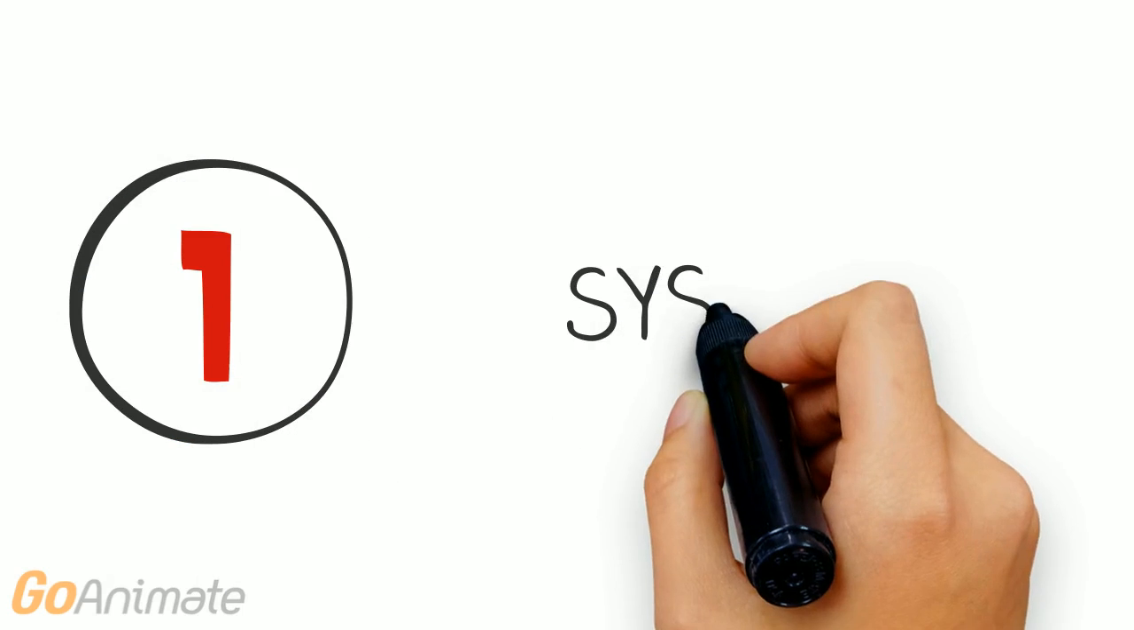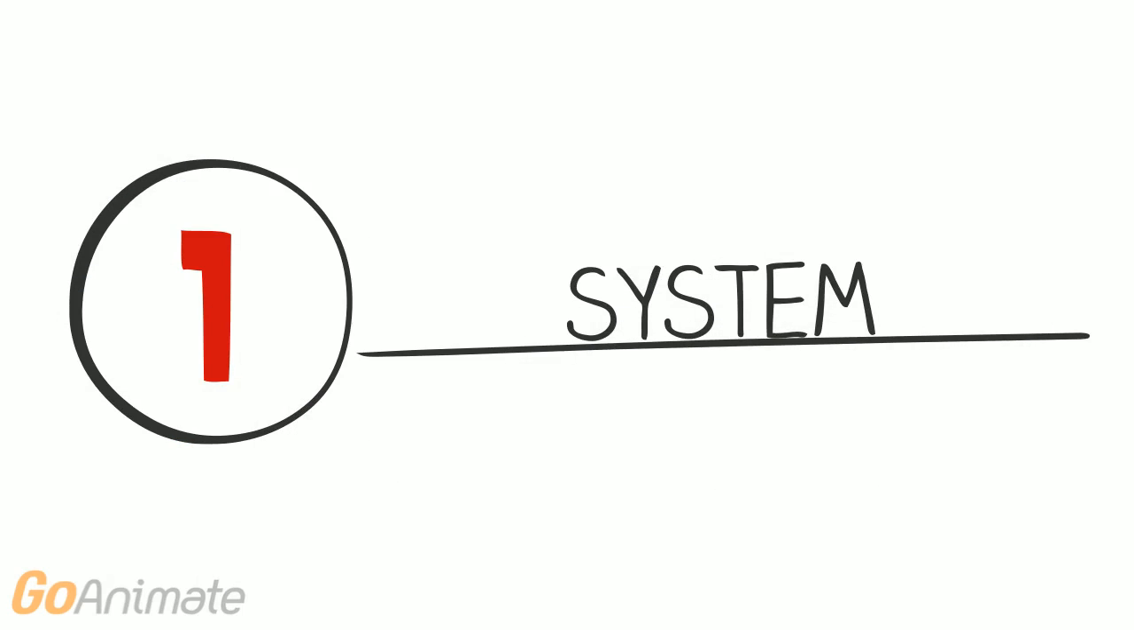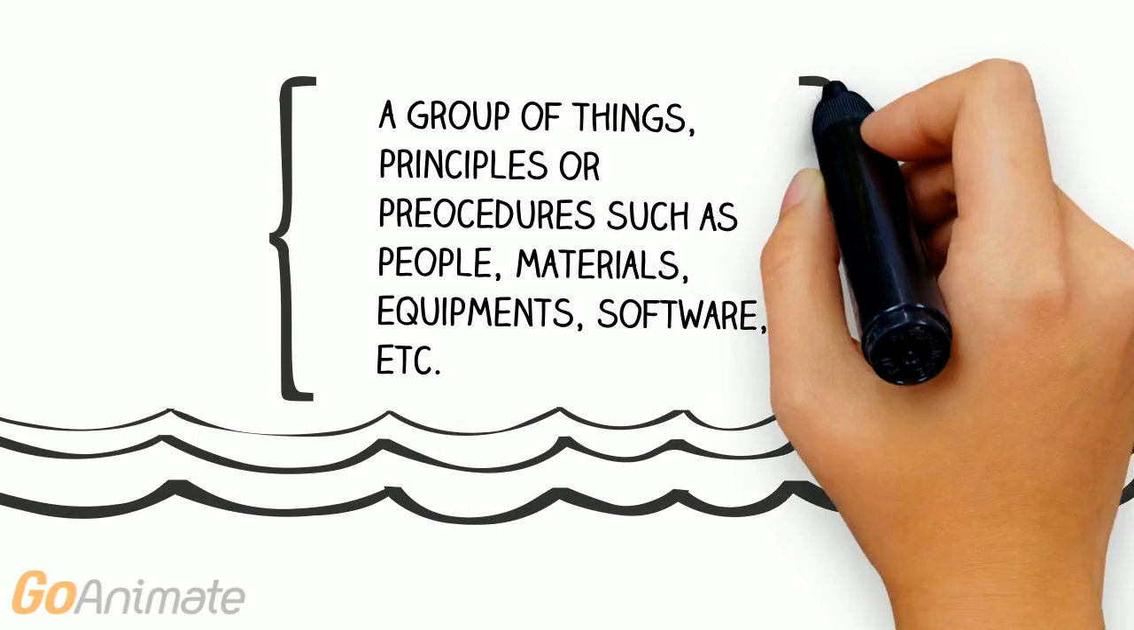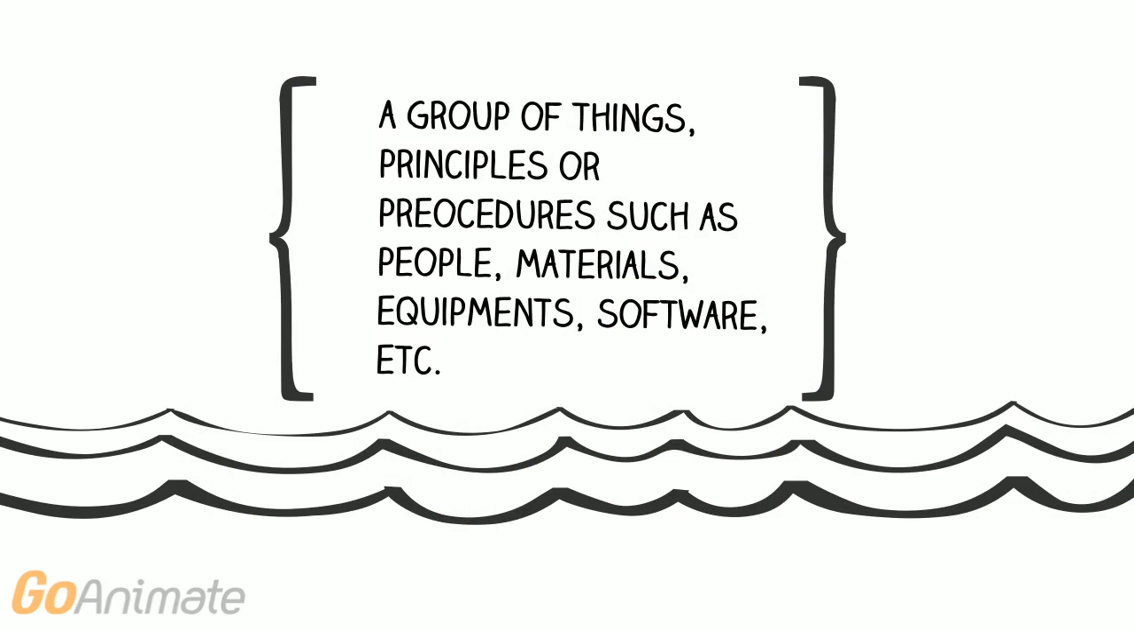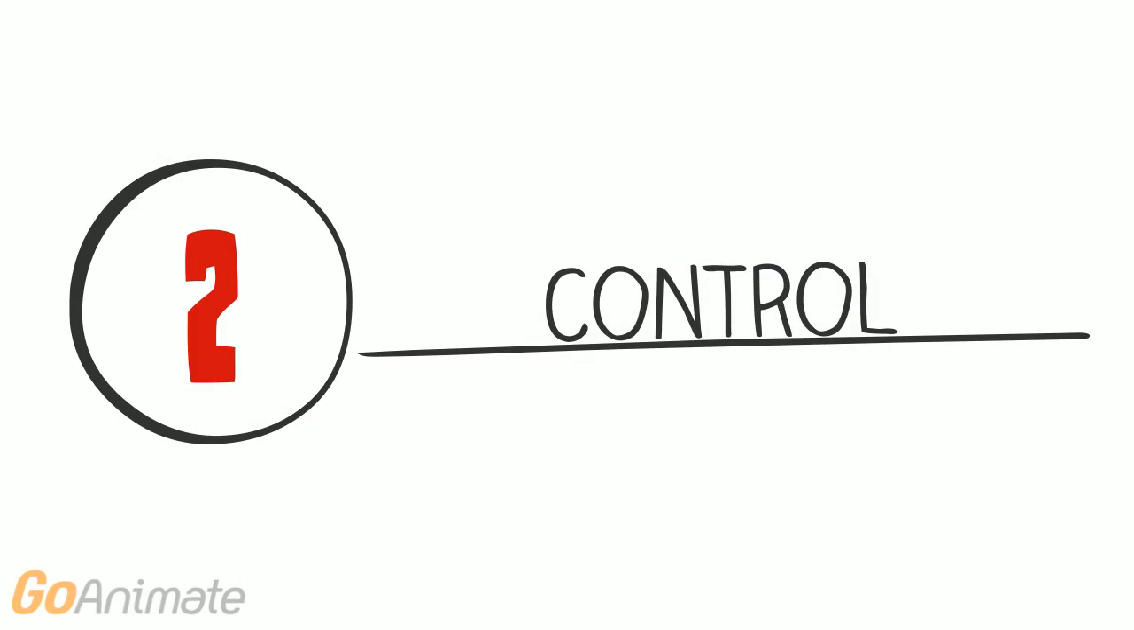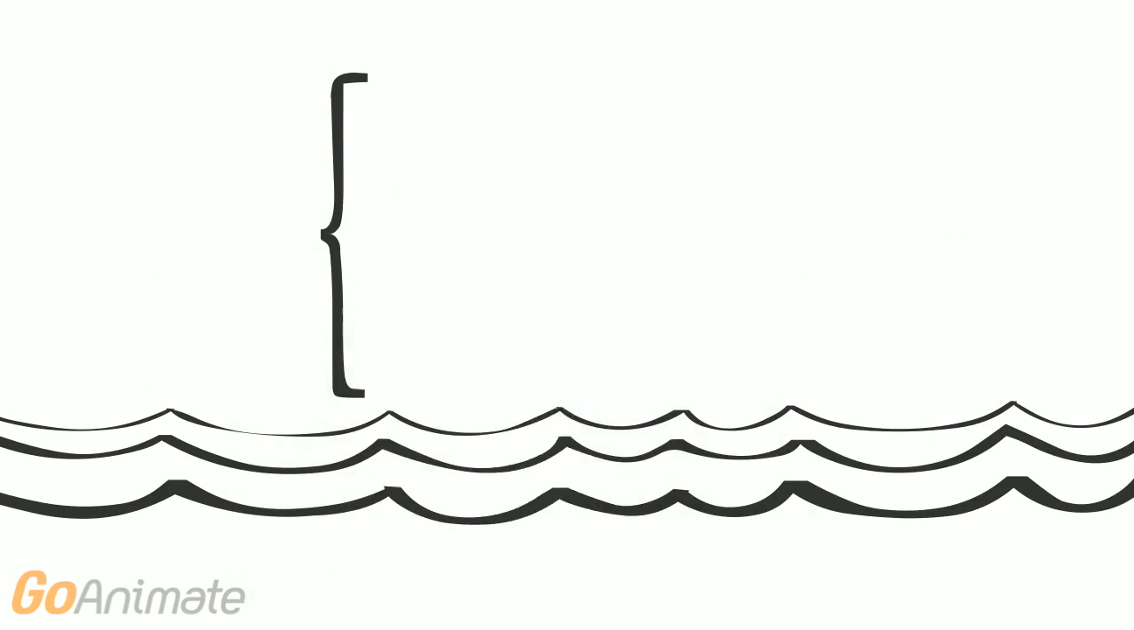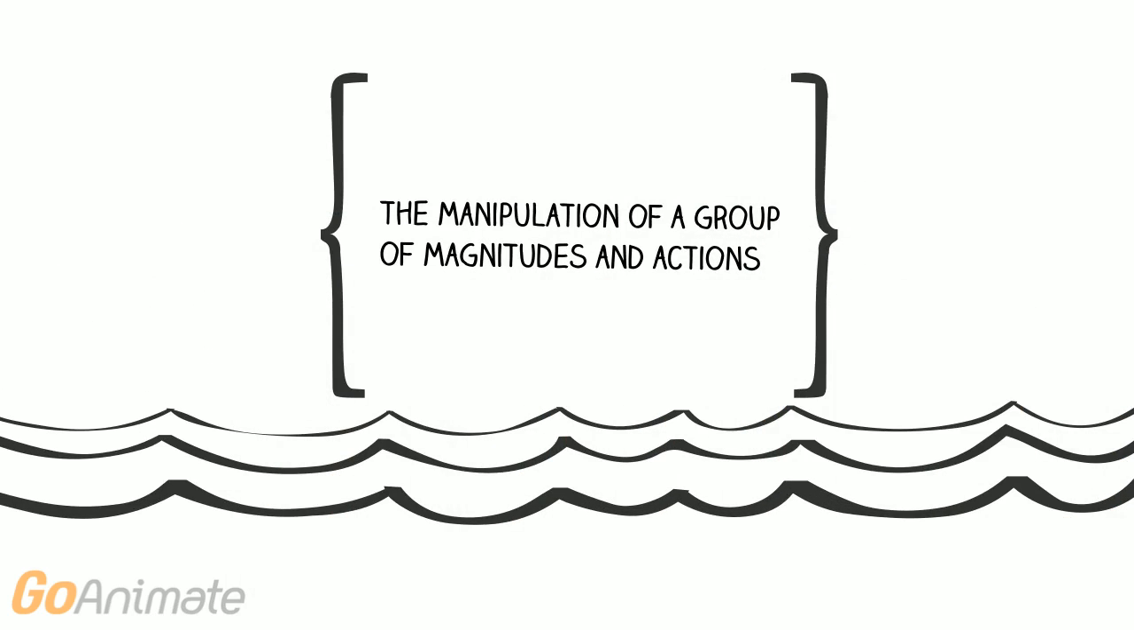We all know that a control system is the set of devices that work together in order to achieve a desired aim. System: a group of things, principles or procedures such as people, materials, equipment, software, installations, etc. Therefore control is manipulation of a set of magnitudes or actions to obtain a wished response. For instance, various feedback control systems are used during actual spaceflight in order to compensate for errors from the pre-computed trajectory.